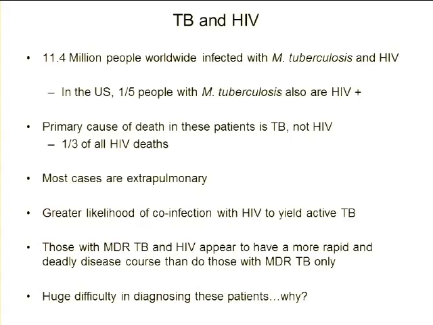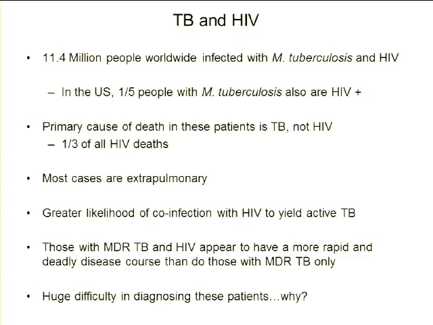So these patients with HIV have a greater likelihood of getting an active TB infection. Remember I said that in general, 1 out of every 10 cases of TB is active. 9 out of 10 people are carriers. Well, if you have HIV, it's not 1 out of 10. You're likely to get an active infection. Okay? So those HIV patients are going to have a higher risk of getting active infections rather than just being latent carriers. Those patients with MDR-TB and HIV together appear to have more rapid and deadly disease courses than patients with MDR-TB without the HIV. So again, HIV co-infection with MDR is going to lead to a worse outcome.